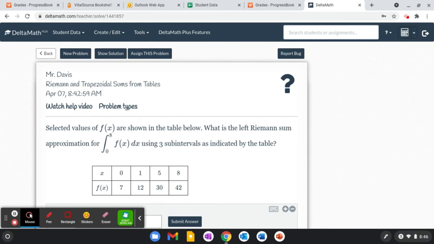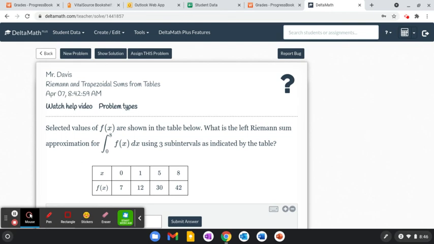Alright guys, in this video we're going to be tackling the Riemann sum applications using tables. There's really two different ways you'll be asked to calculate Riemann sums: with a graph, which we saw in the last video, or with a table in this video. In this table, we're essentially given function values, we just don't actually have to calculate them.